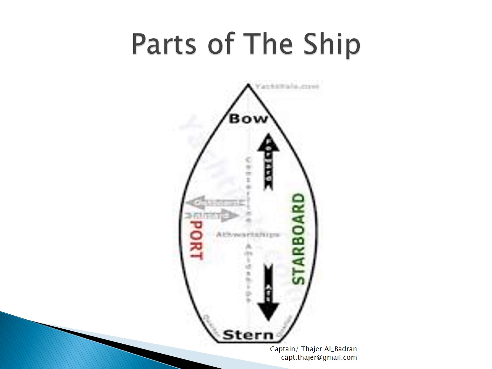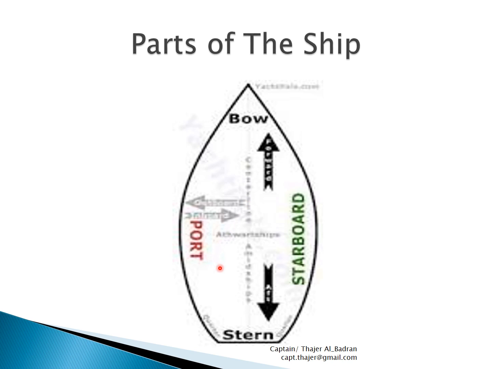Also, the ship is divided into two halves longitudinally, the starboard side and the port side. The vertical plane passing through the fore and aft center line divides the ship into two halves. When facing the bow, the starboard side is on the right hand and the port side is on the left.